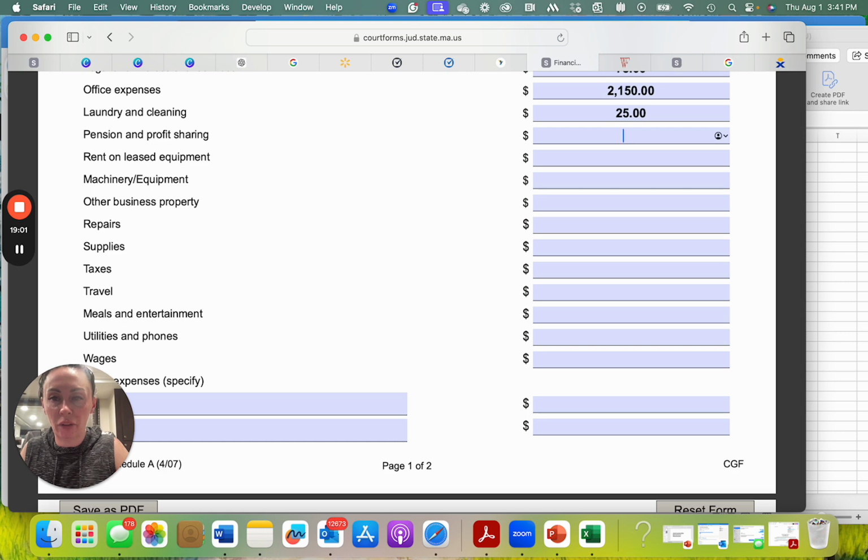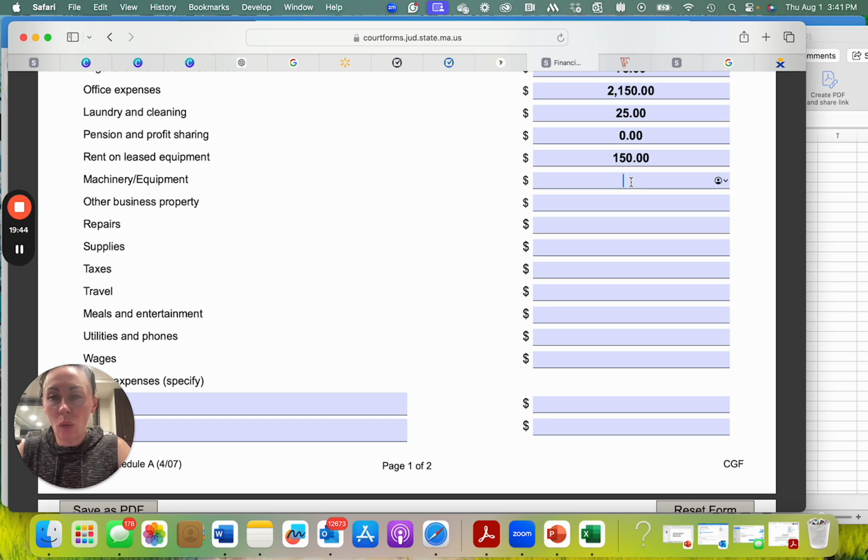Pension and profit sharing. That's pretty self-explanatory. In this case, they don't have that. Rent on leased equipment. If you're paying a lease payment for business machinery or equipment, that gets reported on this line. Maybe in this case, their pizza oven is a lease and they have to pay monthly to keep it. So maybe the rent is $150. But again, rent on leased equipment could be anything.